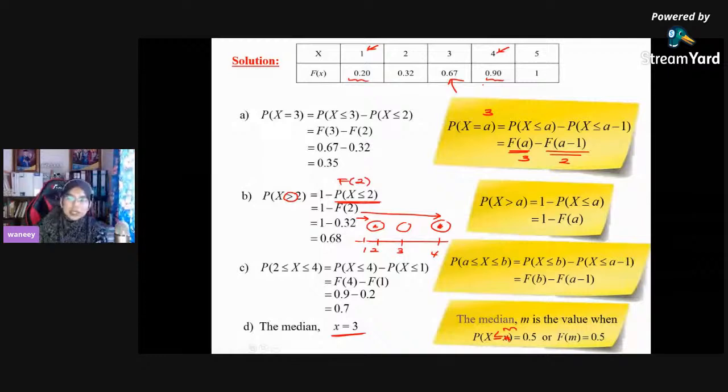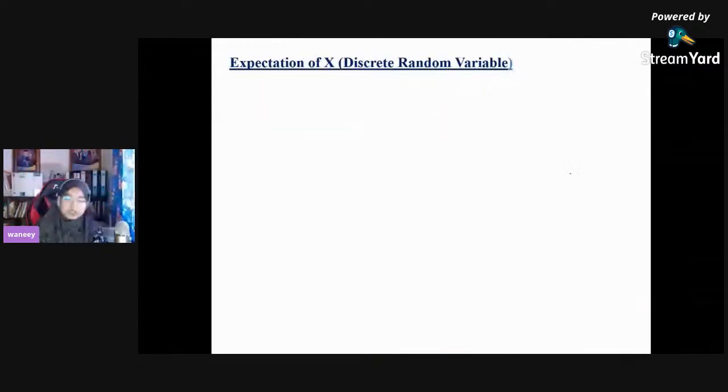Okay, so that is the median. Next, expectation. Okay, so this is quite new. Expectation as well as the variance. Please listen carefully. How are we going to calculate expectation and how are we going to calculate the variance? Basically, in order to calculate the variance, you will need to calculate two expectations. So do make sure you understand what this expectation is first.